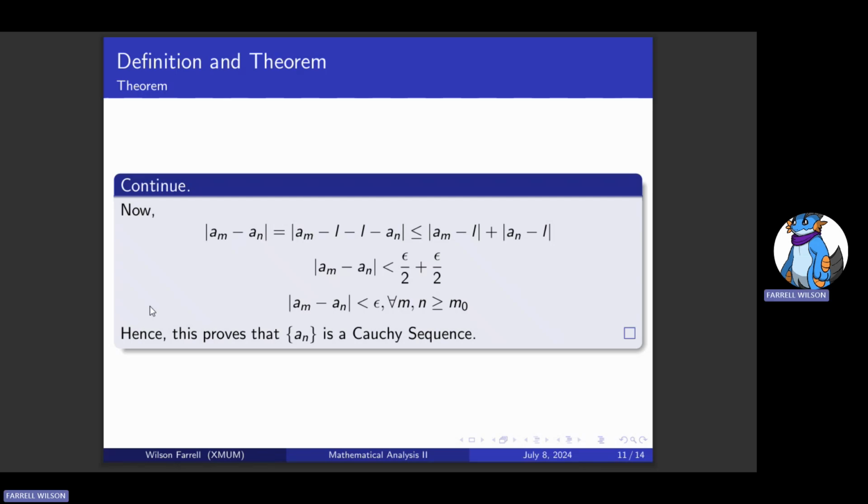Now we can subtract am with an, which results in am minus l minus an minus l, which is less than or equal to am minus l plus an minus l. And that means that am minus an is less than epsilon over 2 plus epsilon over 2, which equals epsilon for all m, n greater than or equal to m0. Hence, this shows that the an is a Cauchy sequence.